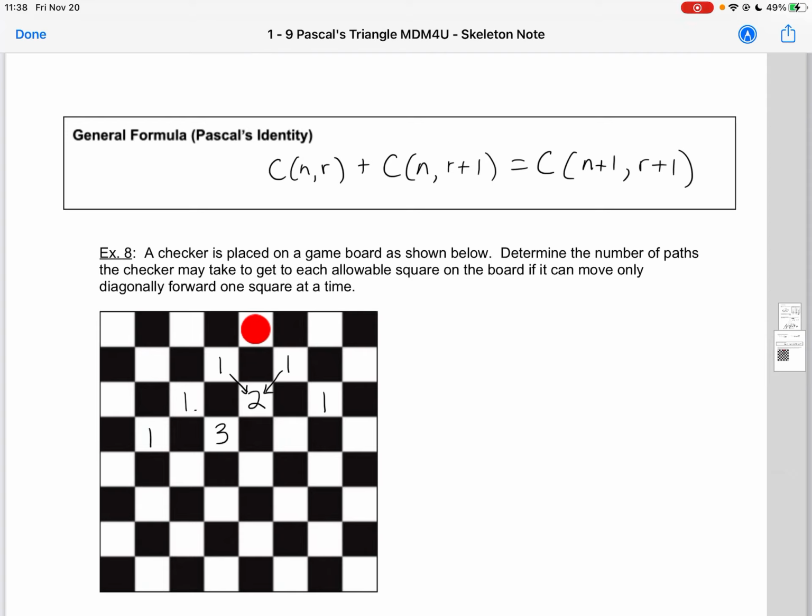I'm going to keep filling in my possibilities. Now I've got 3 ways to get to this square. And same thing here, 3 ways, and still just 1 way to get here. And I can continue filling in my moves as I go down, always adding the 2 previous squares, like in Pascal's triangle. You'll notice that the coefficients are the same. Now this one is tricky right here from the 4.